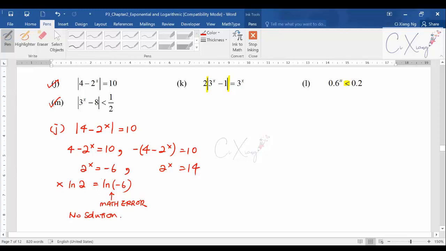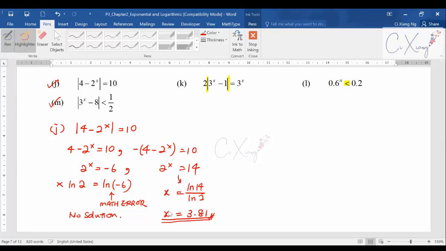Okay, and then now you focus on here, and again you take ln both sides, it will become ln 14 divided by ln 2. So you'll get a value for x. This value for x will be 3.81, which is in 3 significant figures. Okay, so this is what you have for part 0.